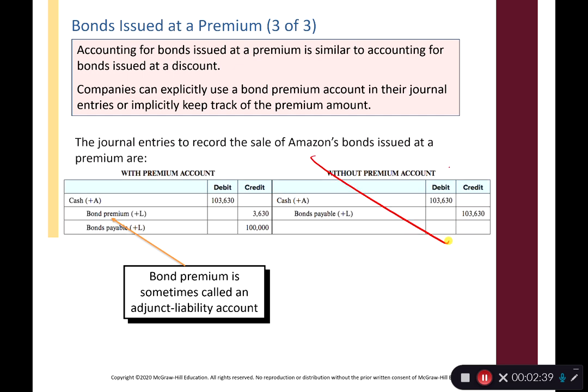So how do we record the issuance of the bond? Well, again, we don't do without the premium account. So we're going to debit cash for the issue price. We're going to credit bond payable for the face value. And then the difference is going to go to that premium on bond payable account. The premium on bond payable account adds to our liabilities. It's sometimes called an adjunct liability account. I've never heard it called that before. It says it in the slide, so I read it. But it would just add on to the liabilities.